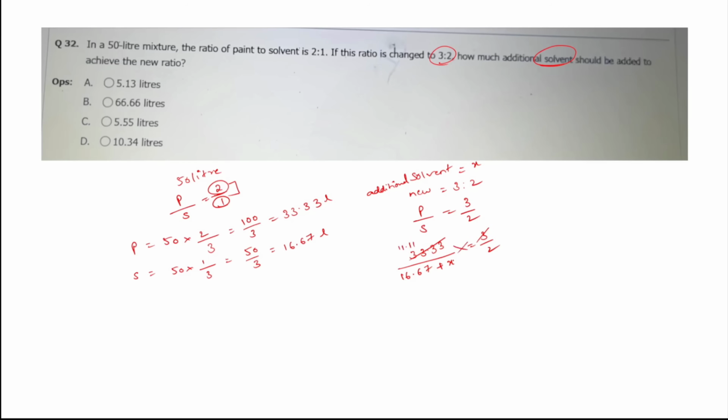So when we cross multiply these values, 2 into 11.11, which is equal to 16.67 plus X. So here we will get the answer 22.22, which is equal to 16.67 plus X. So X equals 22.22 minus 16.67. So the answer is 5.55. So here we have taken the X value as the additional solvent only. So we get the additional solvent value as 5.55 liters. That is, option C is correct. Let's see the next question.